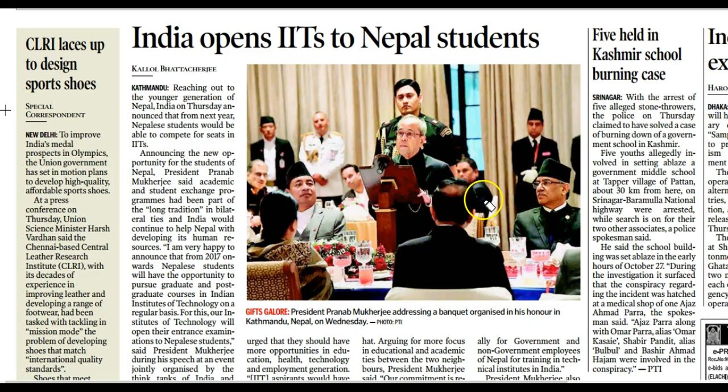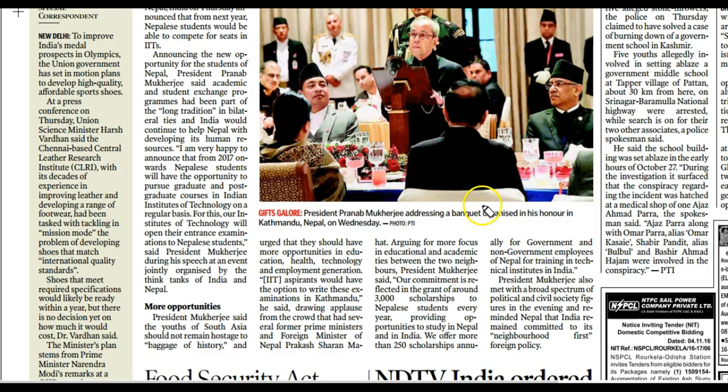Another important article published in the newspaper is India opens IITs to Nepal students. India for the first time opens IIT entrance examinations to Nepal students, and the exam will be conducted in Nepal's capital, Kathmandu. This was announced by Indian President Pranab Mukherjee on his recent visit to Nepal. Every year India provides more than 3000 scholarships to Nepal students for studying in India, and India is always committed to the neighborhood first foreign policy.